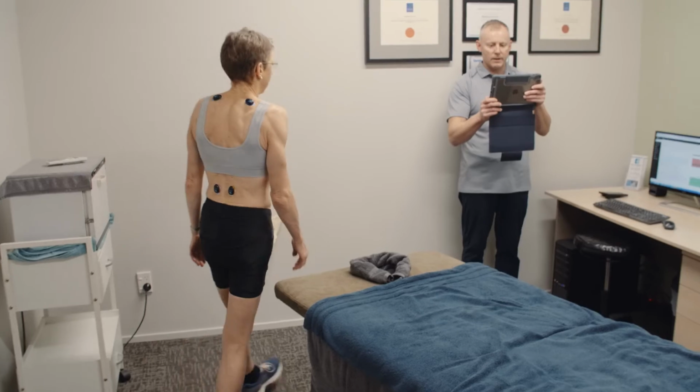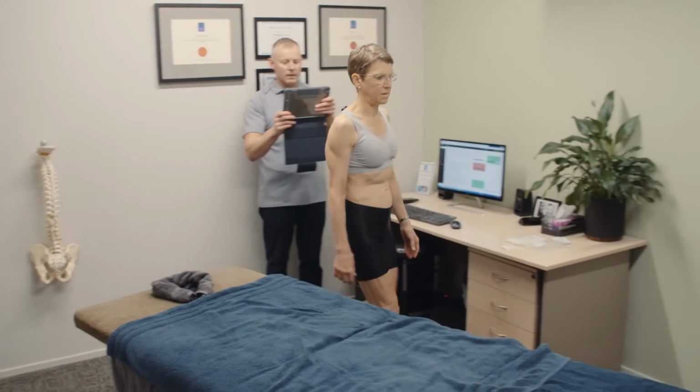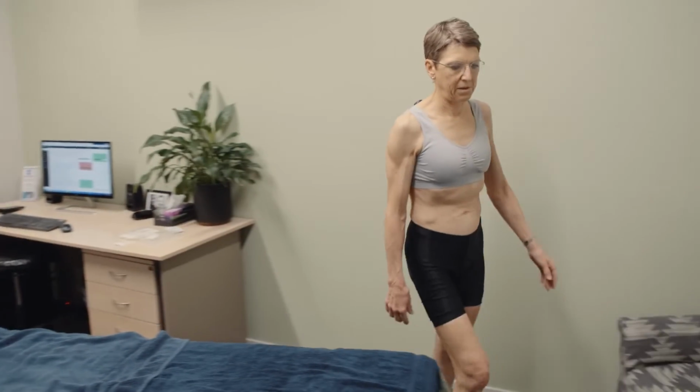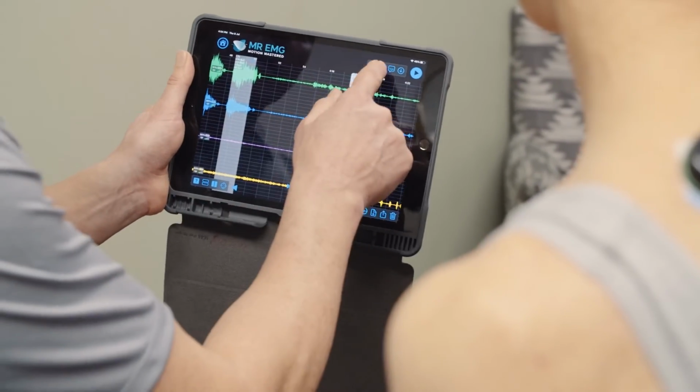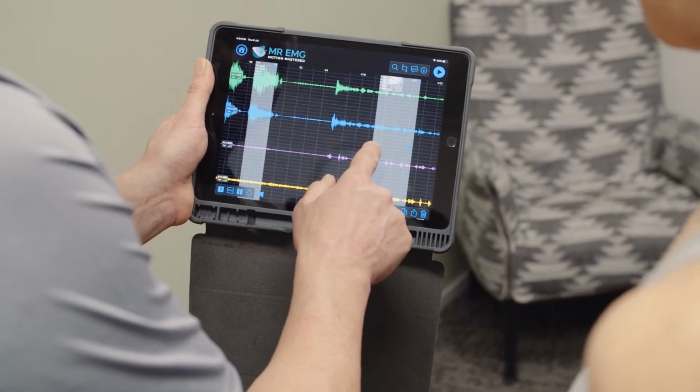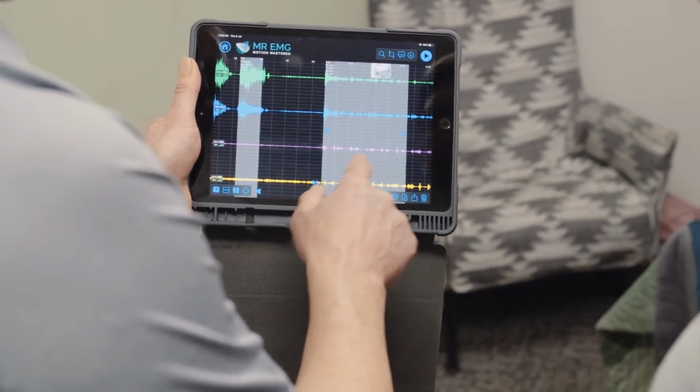Now record the upper trapezius and lumbar paraspinal muscle activity of your subject's natural walking gait. Compare this muscle activity during walking gait to their maximal voluntary contractions to assess if any hyperactivity is present in the upper trapezius or lumbar muscles.